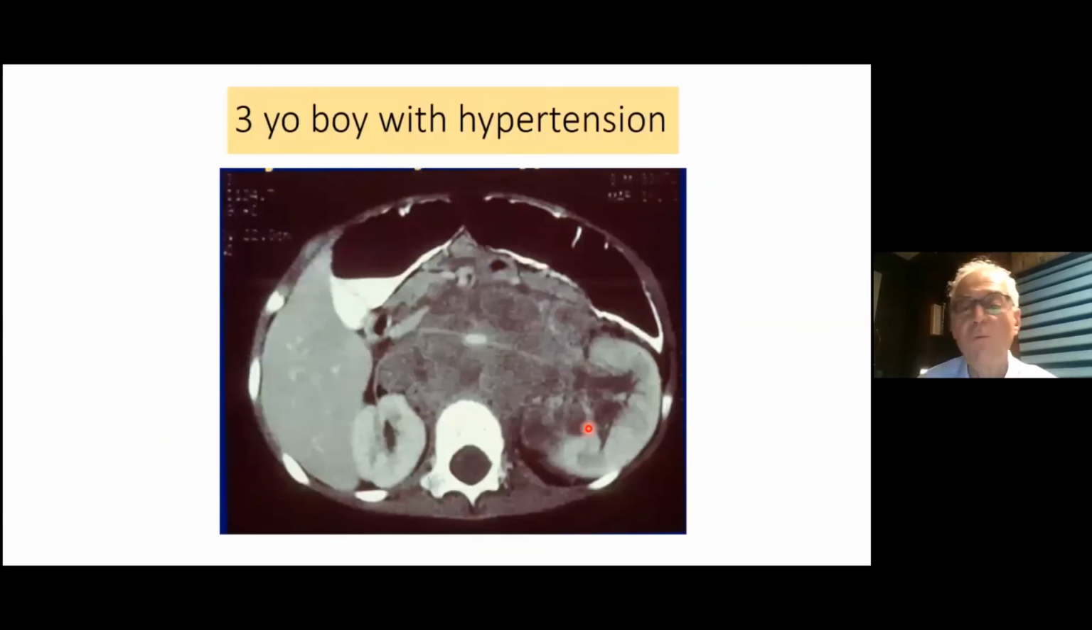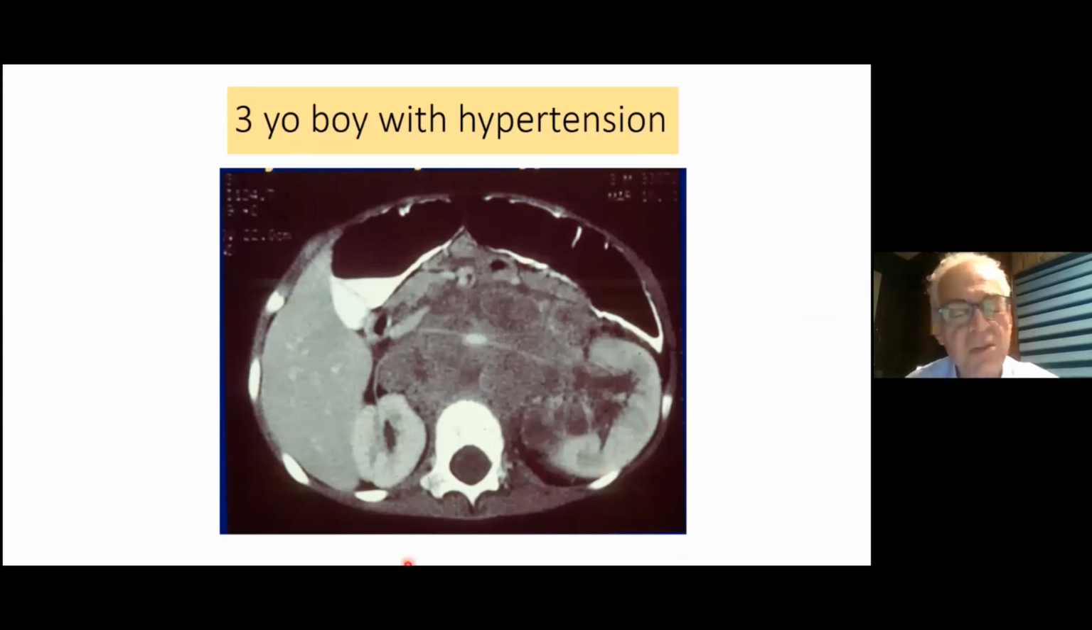Okay, I have a bunch more, but let me show you one more and then we'll quit. Give me a diagnosis on this one. 3-year-old boy with hypertension. Move the pointer. Anyone come up with a diagnosis? Neuroblastoma, absolutely. So this is a huge mass, crosses the midline. Actually, the kidney itself is normal here if you look closely, right?